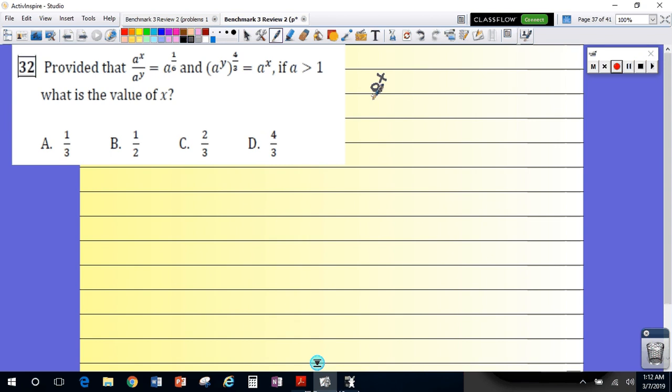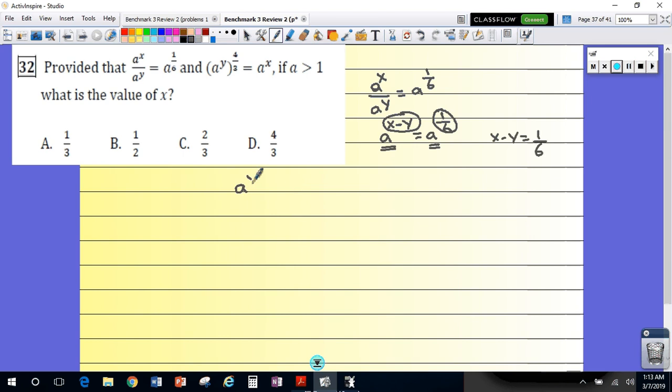Okay, here he has given you two equations here, a to the power x divided by a to the power y equals a to the power 1 over 6. So when the bases are same in the division, we subtract the exponents. A to the exponent x minus y equals a to the exponent 1 over 6. So when the bases are same, exponents are equal, x minus y equals 1 over 6. Okay, this is one equation.